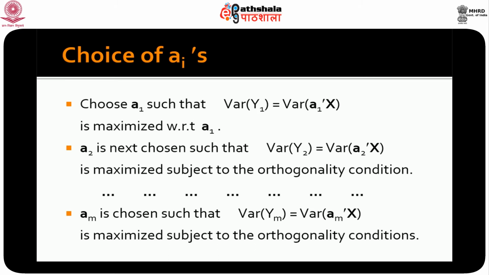So, this way we can go on choosing the Aj's. At the jth stage we choose Aj in such a fashion that the variance of yj is maximum, subject to the condition that Aj prime Ak, where k is anything less than j, are all equal to 0. So, this is how the A's are chosen, and we will see how we actually do this in a later class.